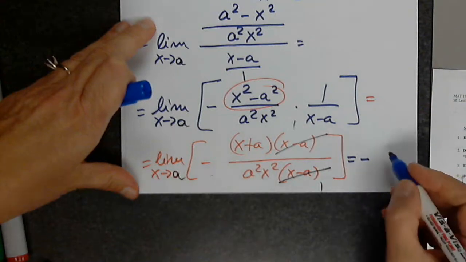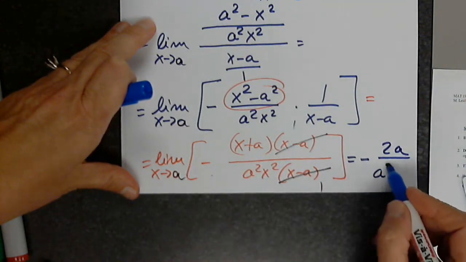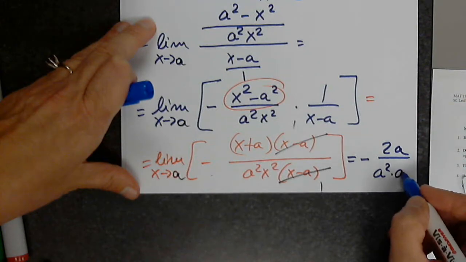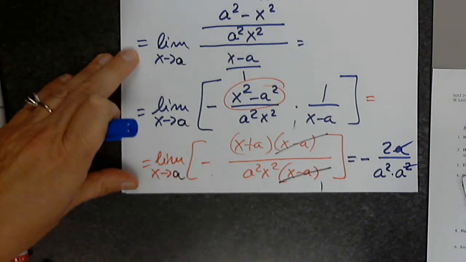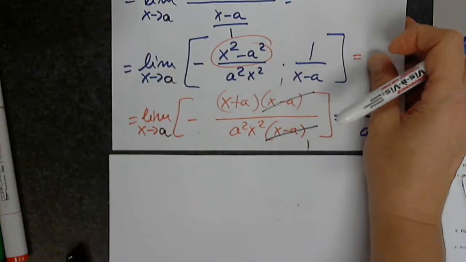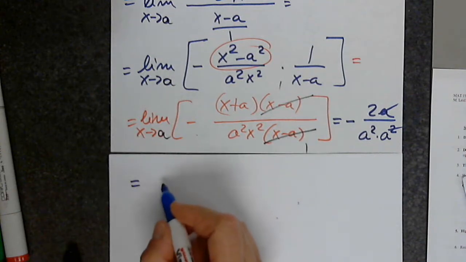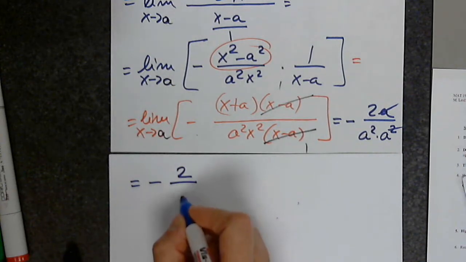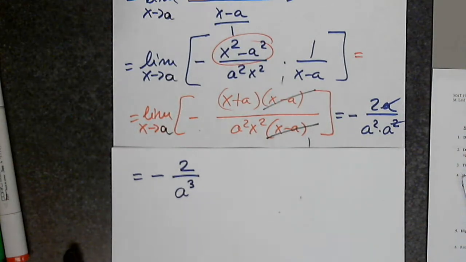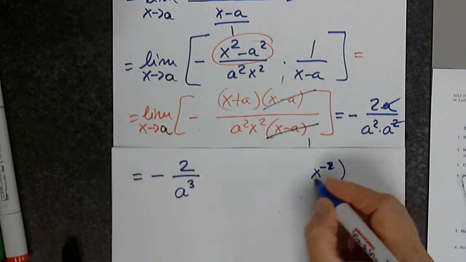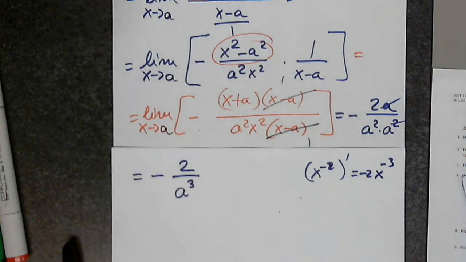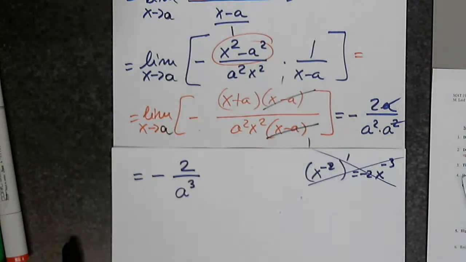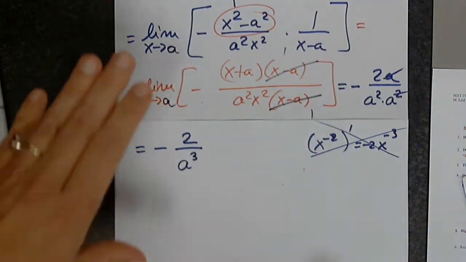Negative. Very good. 2a over a squared times a squared. One of the a's will go away. And the simplified form of the derivative of this function at a is -2 over a cubed. Good. So Ian, what you meant, you said this, and I would have agreed, but we don't know that yet. We will in the next chapter. But you're on the right track. Perfect.